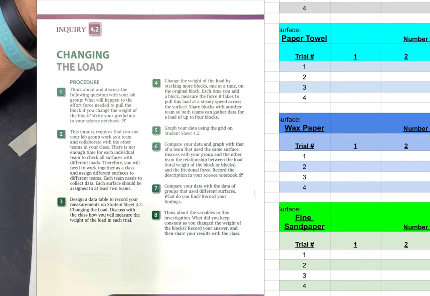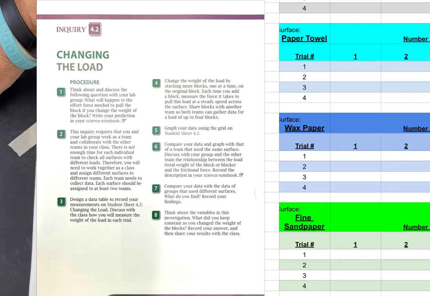All right, guys, so this is Inquiry 4.2, the procedure for Lab 4.2. On this lab, we're going to be changing the load versus changing the surface. So you're going to be changing the load for each surface that we test. We're going to have 5 different surfaces, and we're going to be testing how changing the load affects the force of friction.